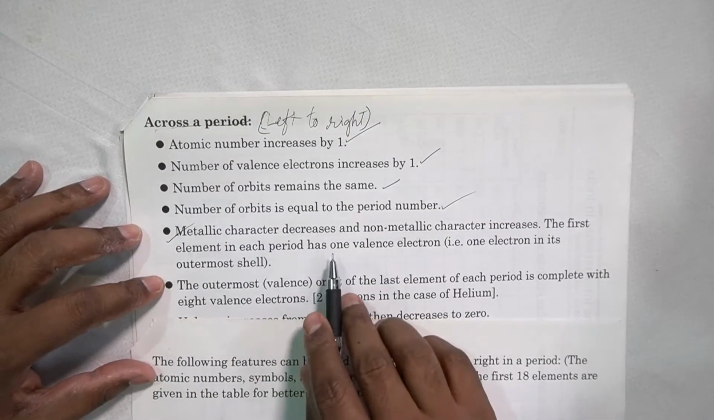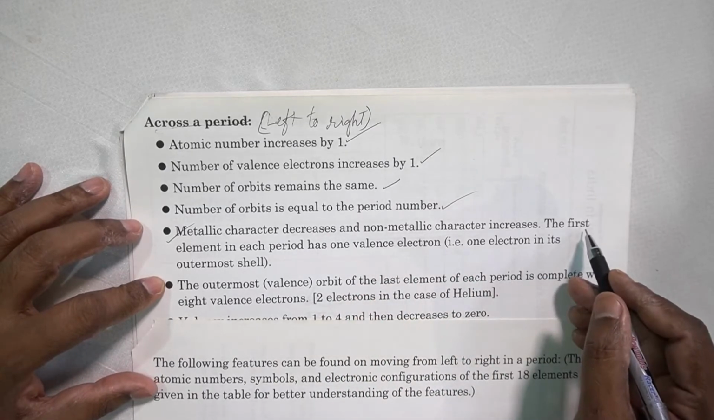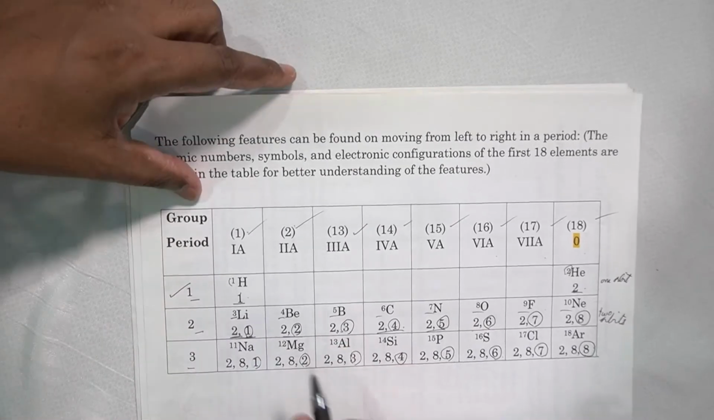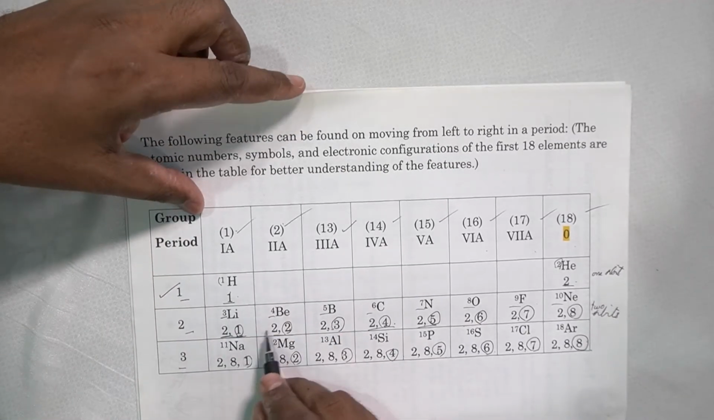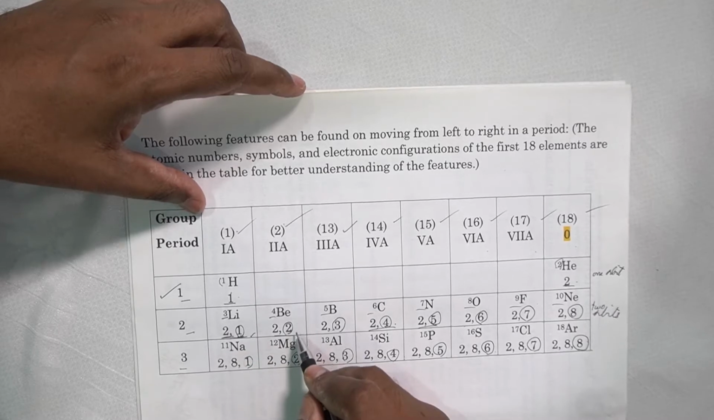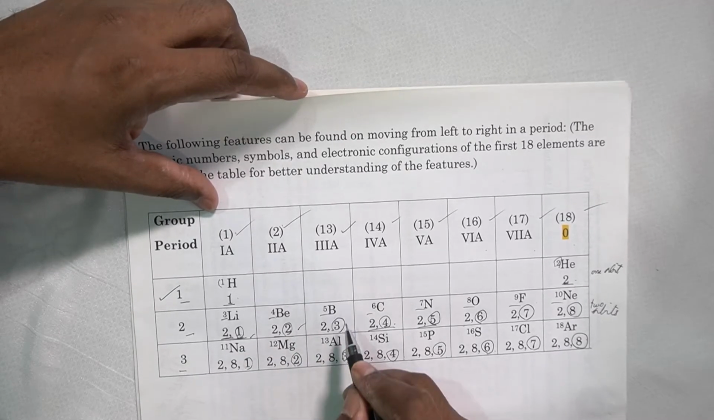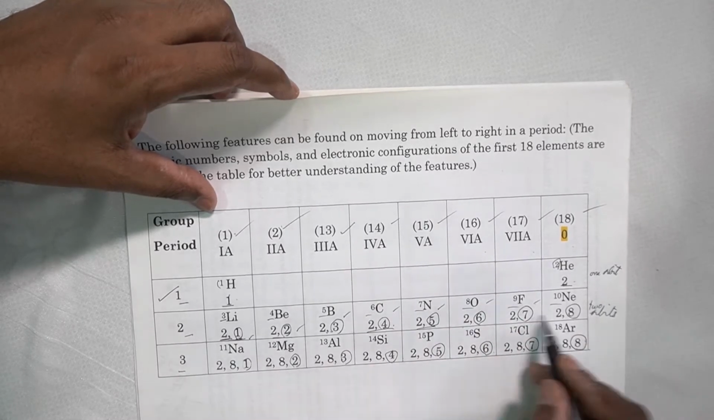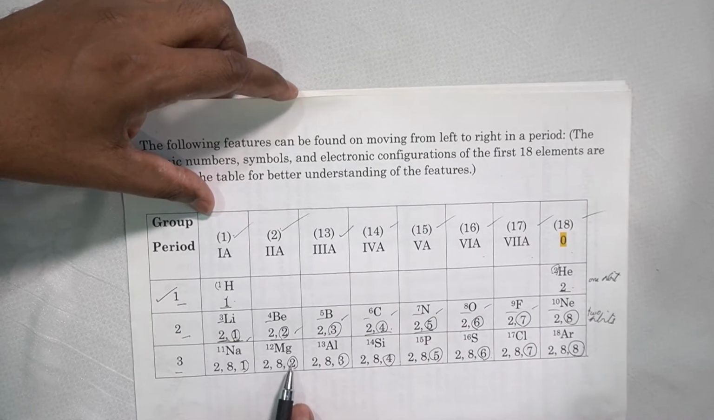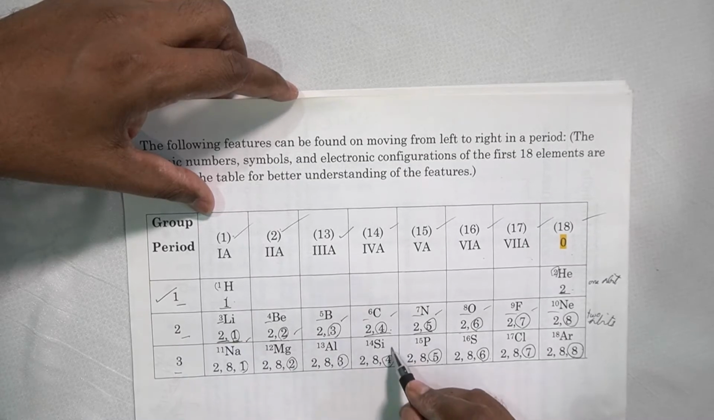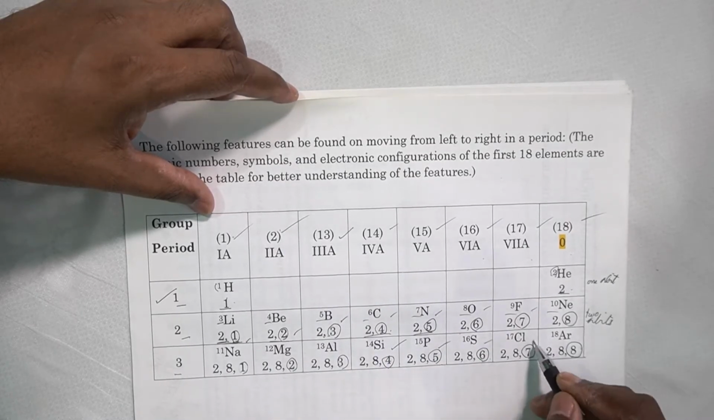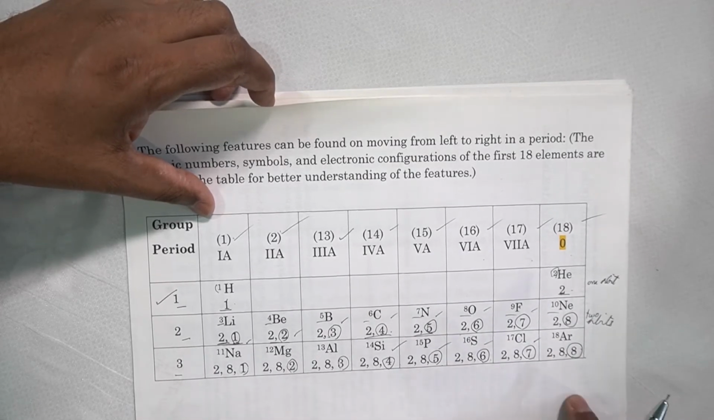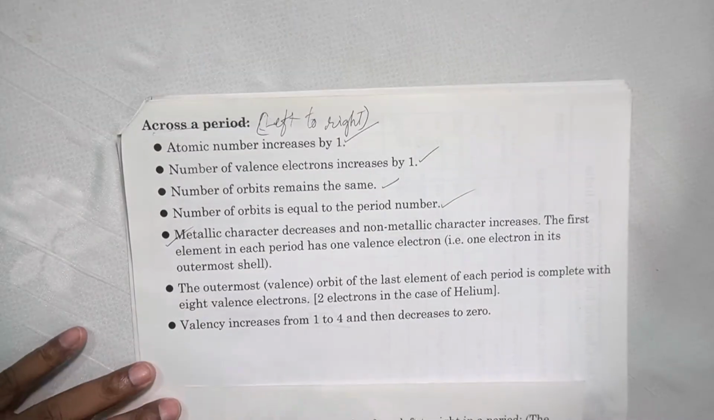Then metallic character decreases and non-metallic character increases. So if you check from left to right, the metallic character is decreasing. Lithium is a strong metal. It's a light metal, and this is the metalloid, non-metal and non-metal, strong non-metal, very strong non-metal. This way it is increasing. Here again strong metal. This is a strong metal and light metal. Then metalloid, then non-metal, non-metal, strong non-metal. So this way metallic character goes on decreasing from left to right. Non-metallic character goes on increasing from left to right.